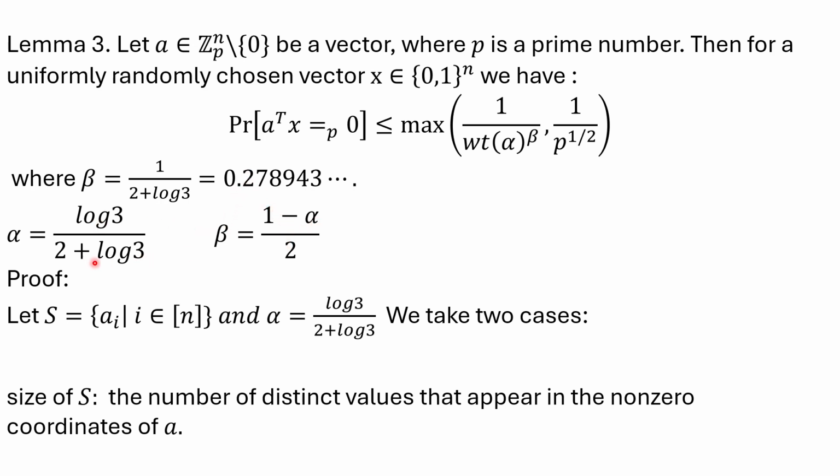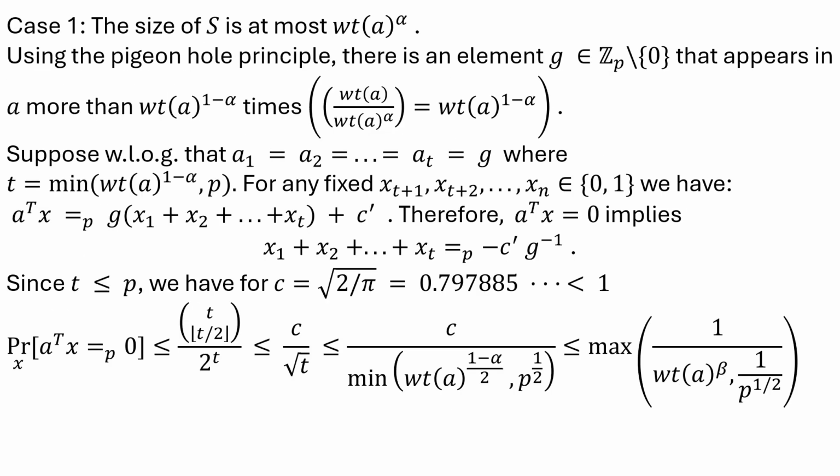Proof. Let S be this set, which is the distinct values that appear in the non-zero coordinates of A. We take two cases. The size of S is at most the weight of A to the power of alpha. Using the pigeonhole principle, there is an element g that appears at least the weight of A to the power of 1 minus alpha times.